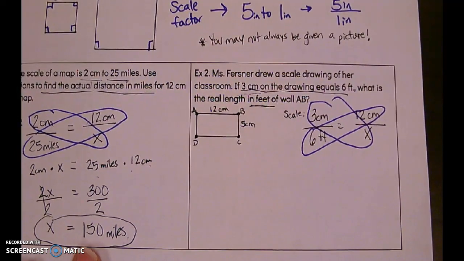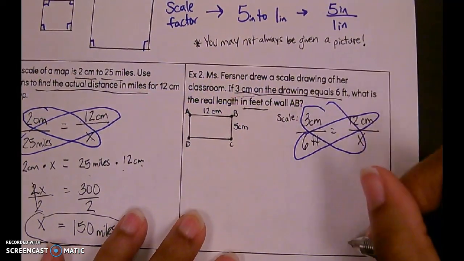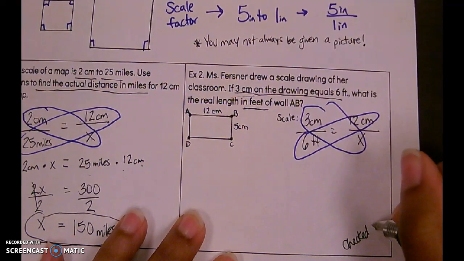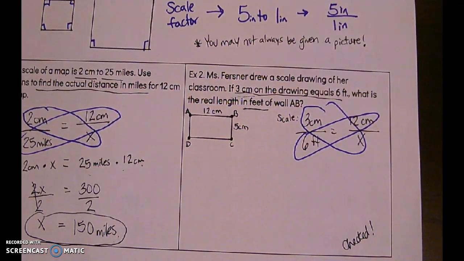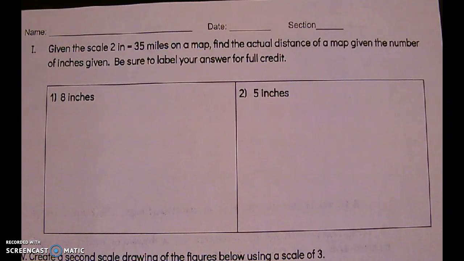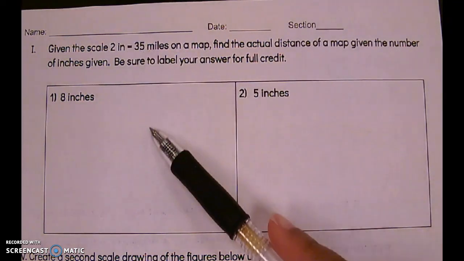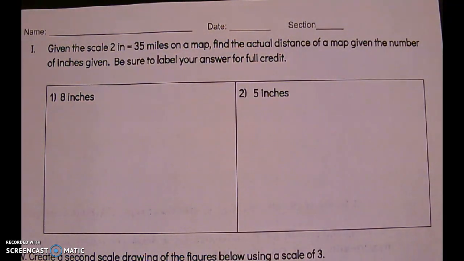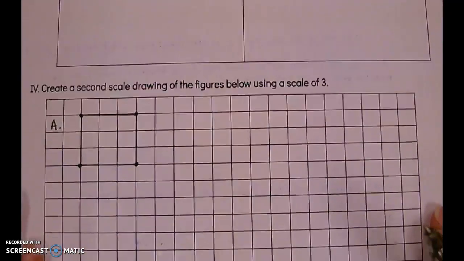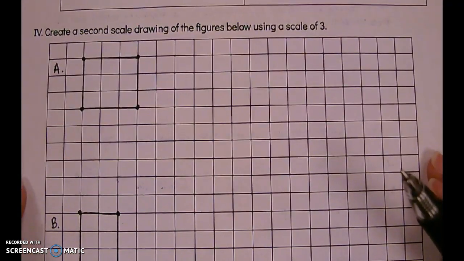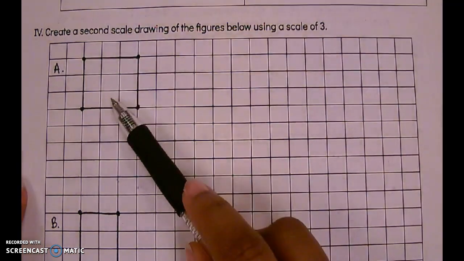Once you have finished solving for x, I want you to get this checked by me. And then you can proceed to the back. Now that you've made it to the back, I want you to take some time and solve this problem. The scale factor has been given, and you are going to be asked to solve for a side. So make sure that you show all of your work, reference some of the problems on the front. Once you finish that, we can move to the bottom, where you're going to be asked to create a second scale drawing of one of the figures.